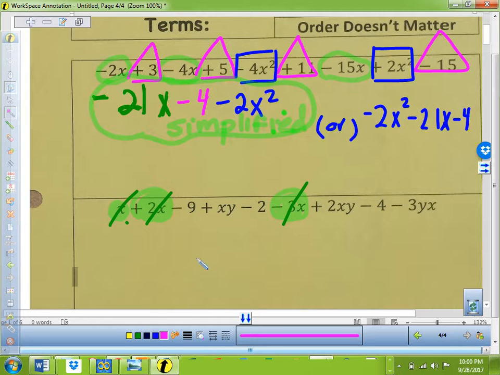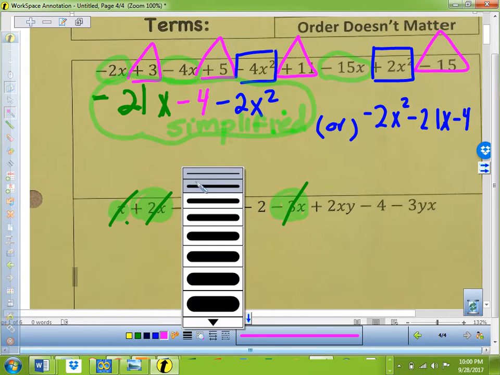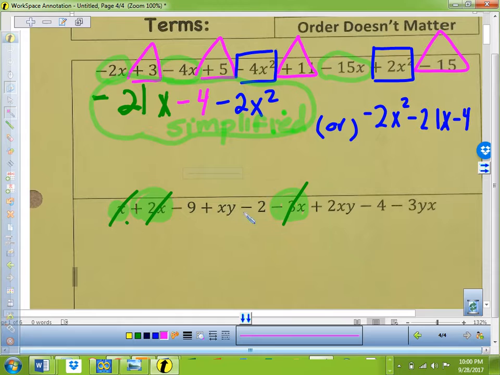Here we go. So I see a regular number here. I'll go to that. In fact, maybe I won't. I'll go to some more of the variable things. I see positive xy. Then I see positive 2xy. Then I see negative 3yx. Now, you might be wondering about this. Why would I include this as the same family when it's yx instead of xy?